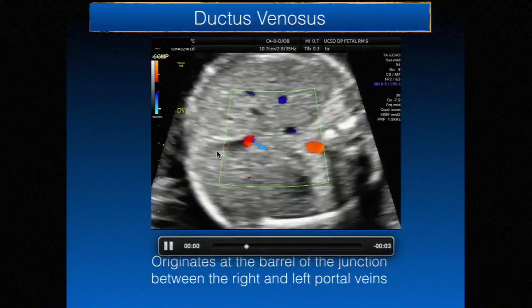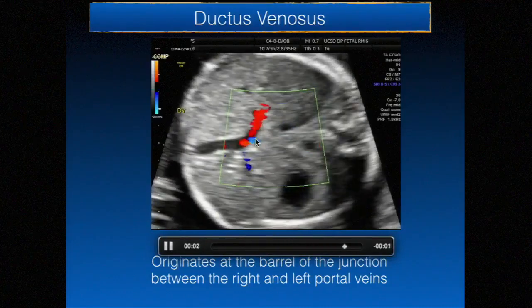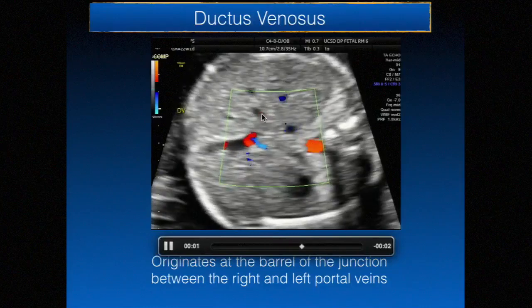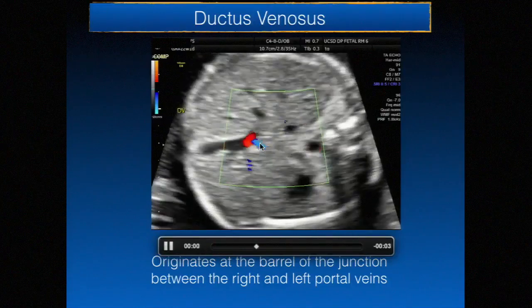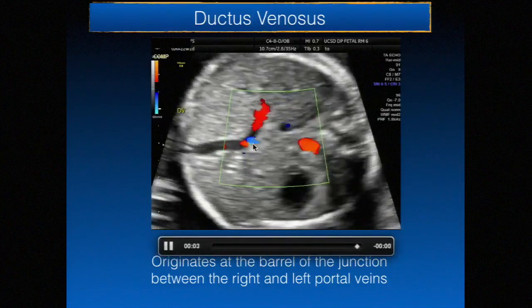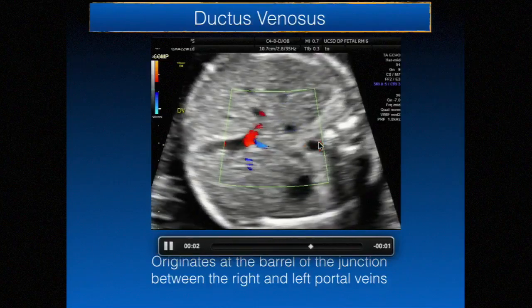So again, follow the umbilical vein back. Right at the junction where it turns towards the right, at this level of the portal sinus, that's where your ductus venosus is going to come back straight towards the spine.